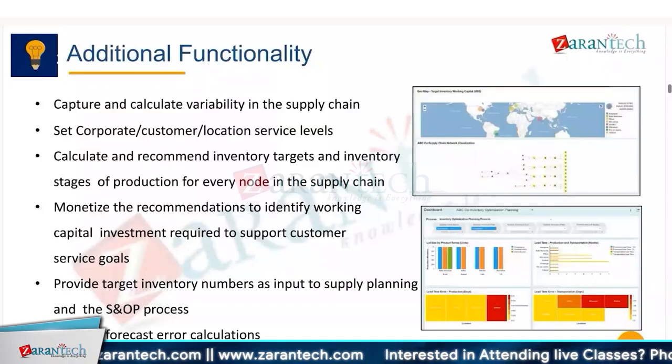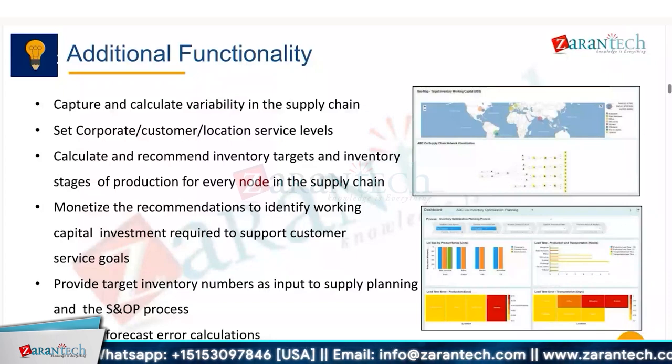So inventory targets measure the production plan, also defines the inventory target. So monetize the recommendation by the IBP, so that the working capital is managed in a better way. So the system will automatically give some kind of inputs to improve the working capital. For example, if you set the service level, you will get the inventory target, what needs to be inventory.